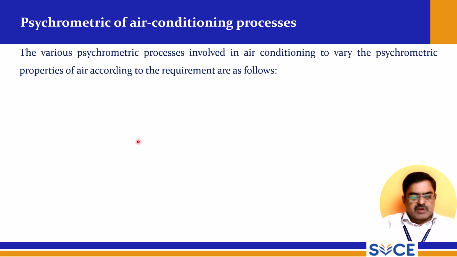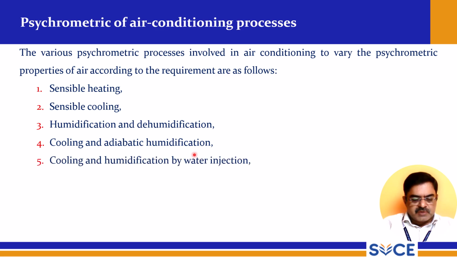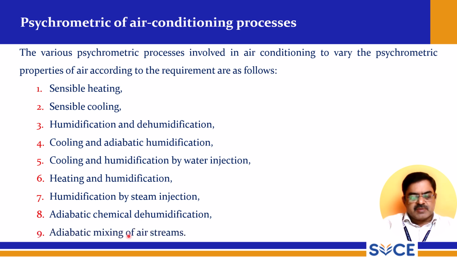So here, the various psychrometric processes involved in air conditioning to vary the psychrometric properties of air according to the requirement are as follows: sensible heating, sensible cooling, humidification and dehumidification, cooling and adiabatic humidification, cooling and humidification by water injection, heating and humidification, humidification by steam injection, adiabatic chemical dehumidification, and adiabatic mixing of air streams.